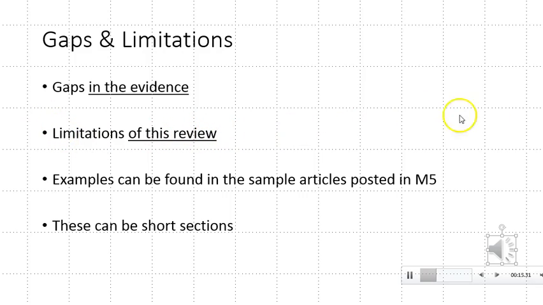That would be limitations in how to use the results of your literature review given the way that you did the search. The example articles that are posted in Module 5 for the systematic reviews and meta-analyses have examples of gaps in the evidence and limitations of the reviews. They're pretty elaborate. Yours will likely be much, much simpler. These can be very short sections at this point in your career. However, they are necessary as part of synthesizing the results.